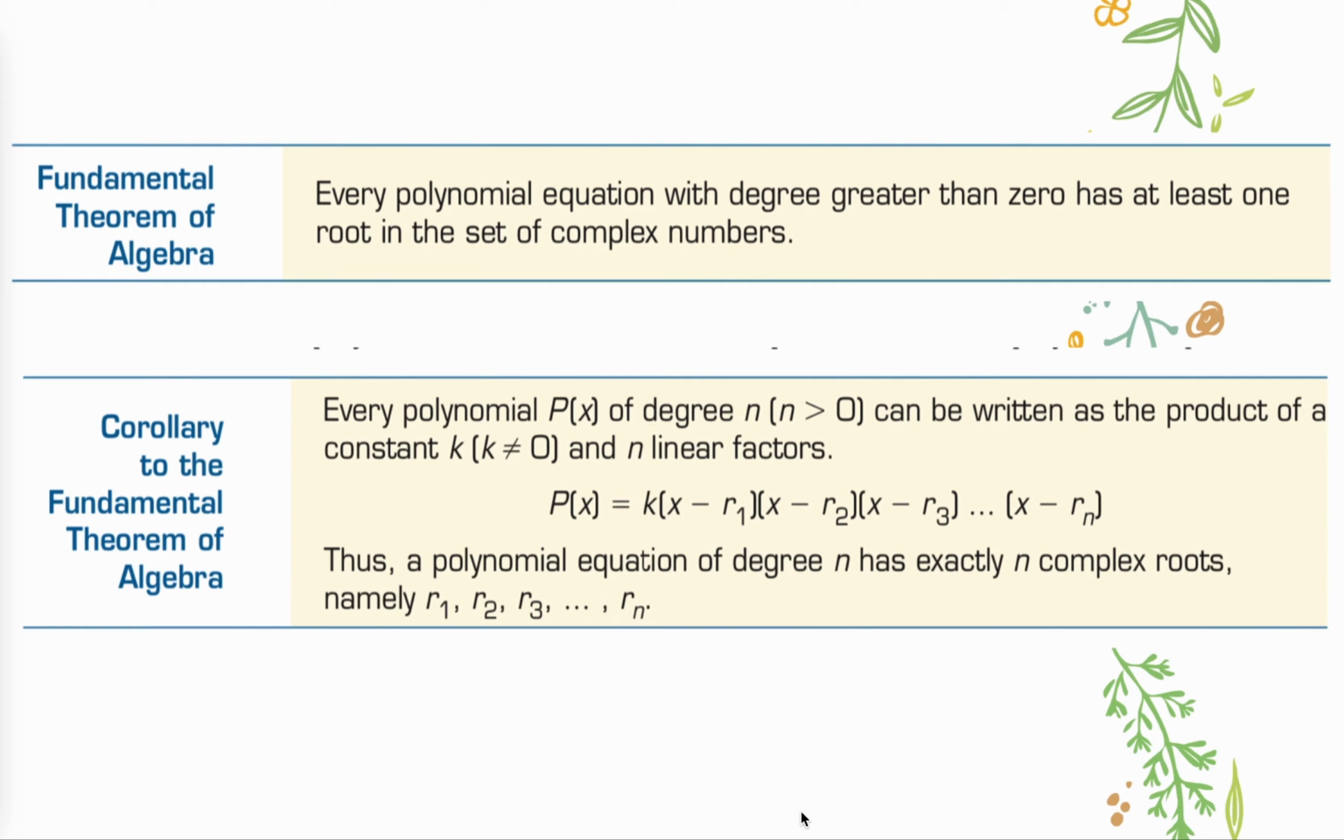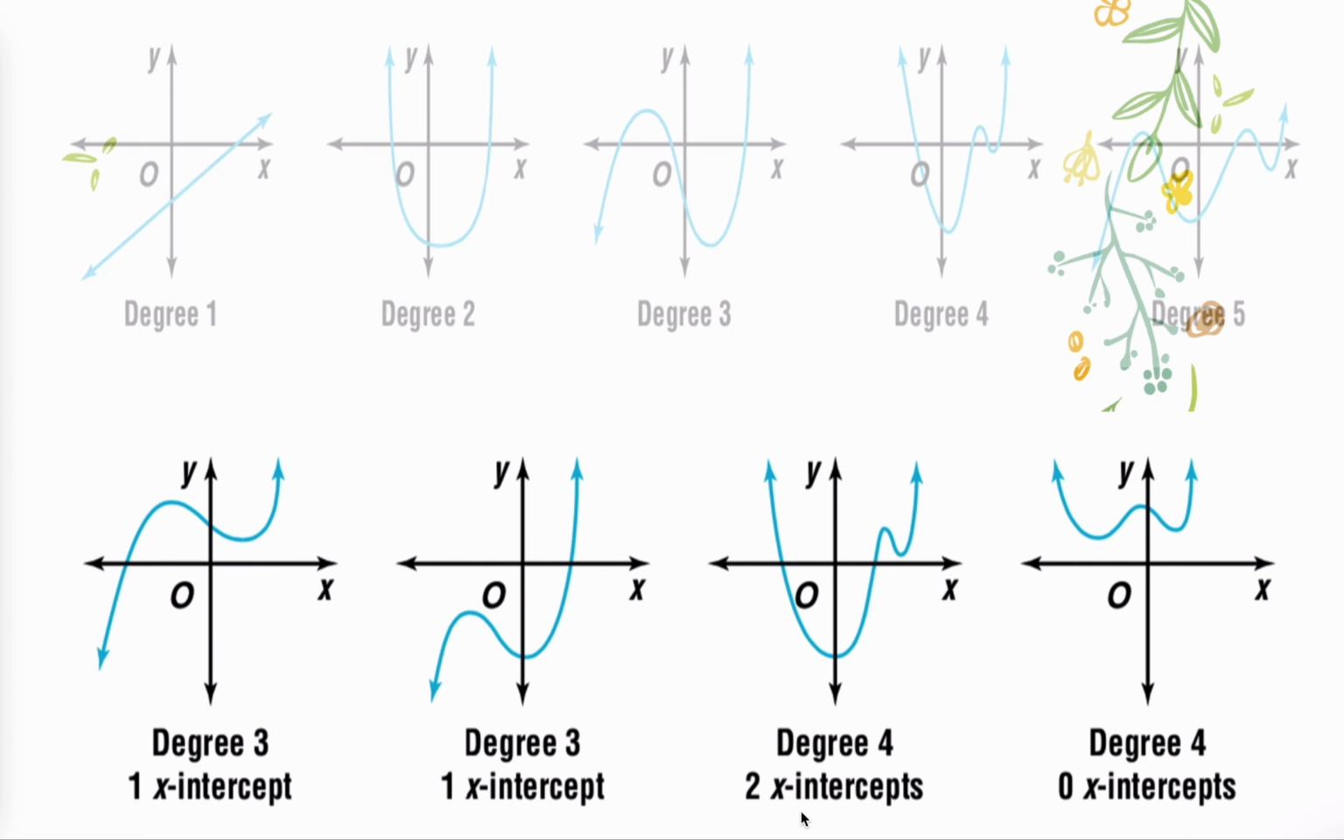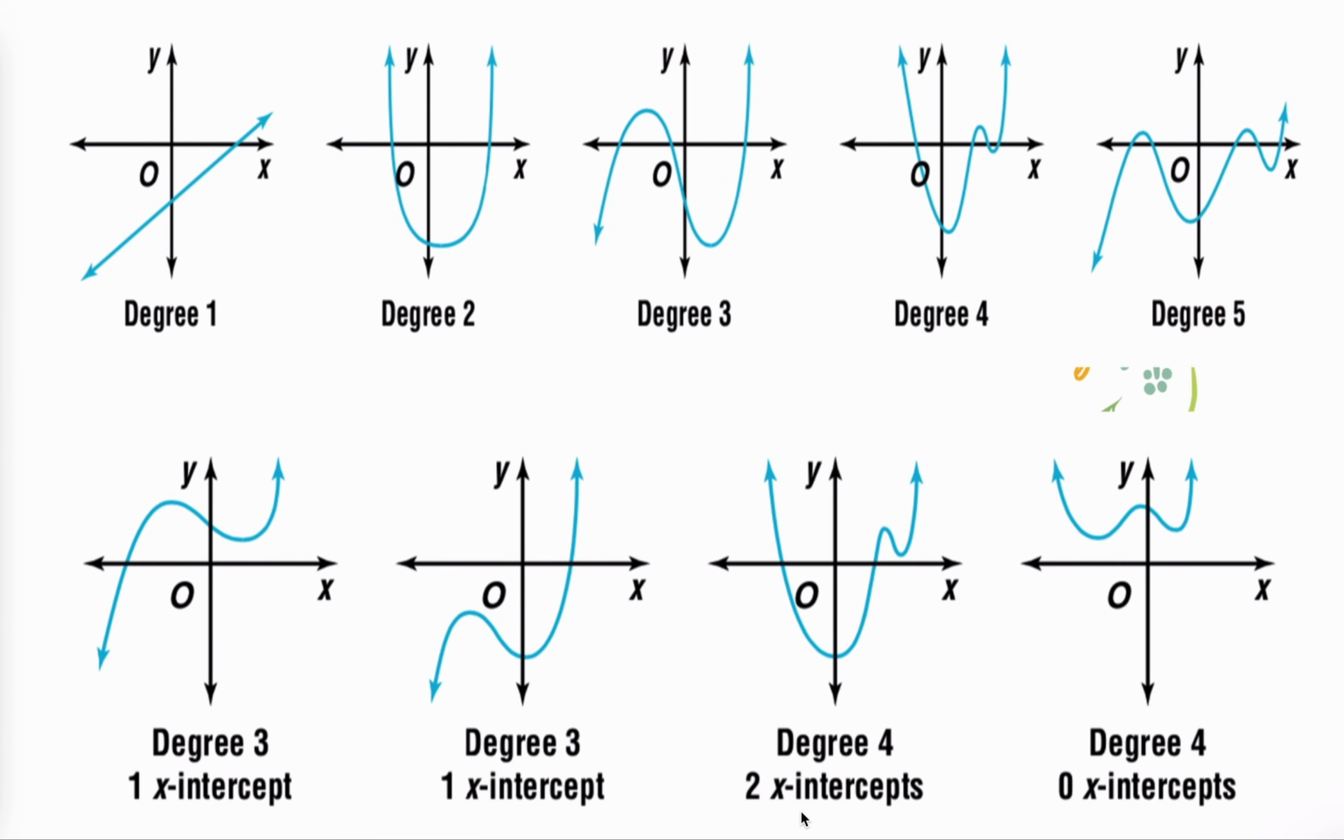But this is the important part. A polynomial equation of degree n has exactly n complex roots. So a polynomial of degree 3 has 3 complex roots. A polynomial of degree 12 has 12 complex roots. Right? So here, this is a polynomial of degree 1. It has 1 root. Right? Remember, the root is often an x-intercept.